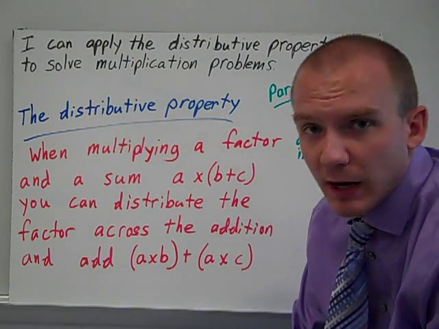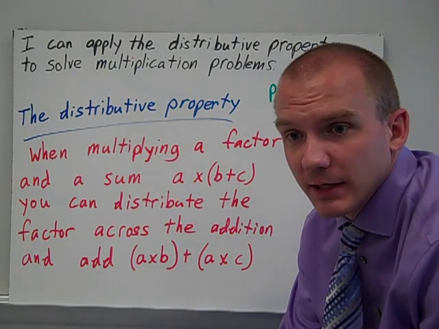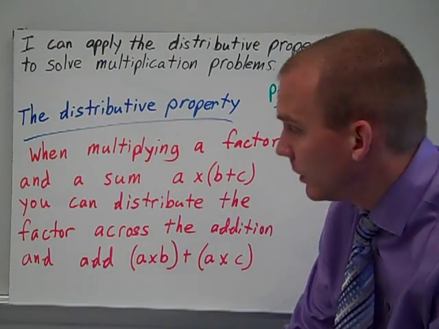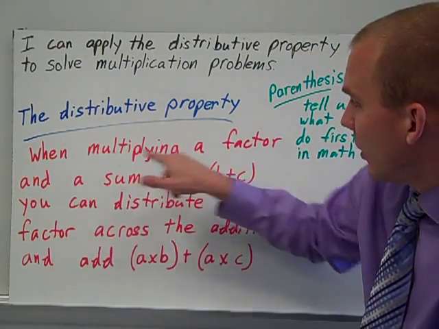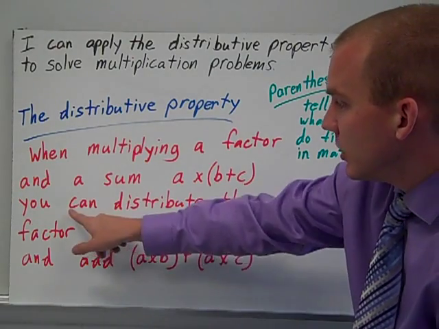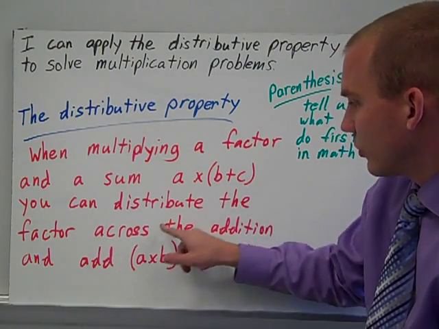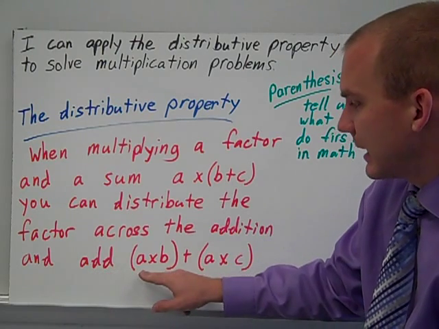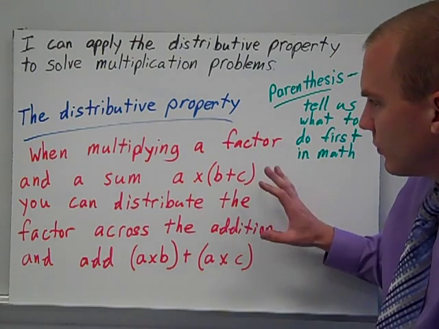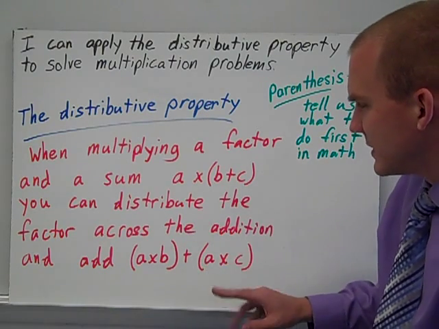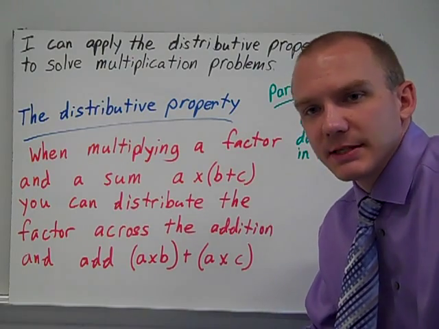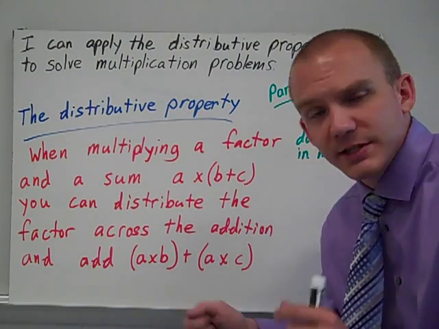Generally what the distributive property does is it helps us find the answers, or products, to multiplication problems we don't know. What it means is that when multiplying a factor and a sum, a times b plus c, you can distribute the factor across the addition and get a times b plus a times c. Sounds a little bit confusing here with these a's and b's, but when you see it in action, it makes a little bit more sense, and you probably already kind of do it sometimes.